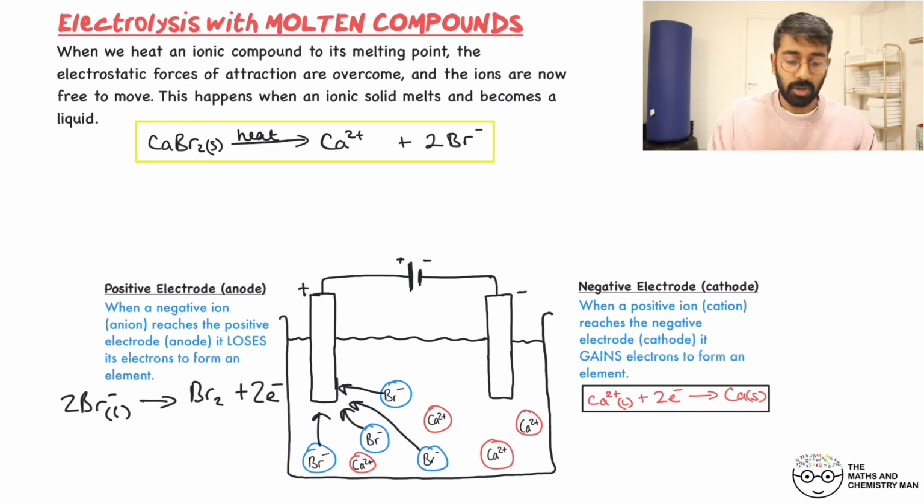Now, because this is going to be going on at quite a high temperature, bromine, which is usually a brown orangey liquid at room temperature, is actually going to vaporize because it's really, really warm. So what you'll see is maybe some brown vapors appearing from your anode there. So I'm going to put G just to show that that's going to be given off as a gas.